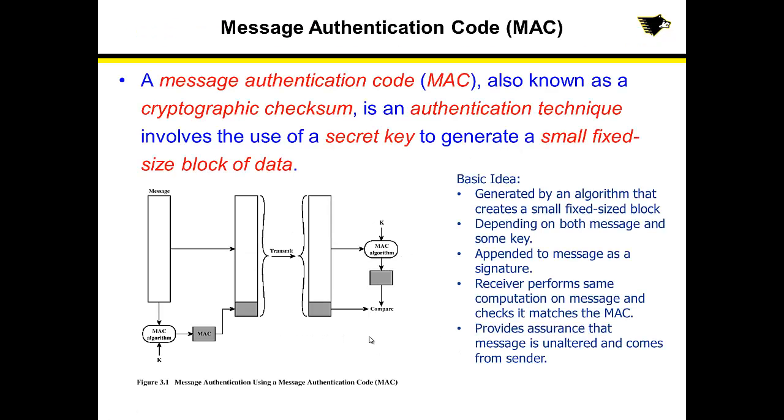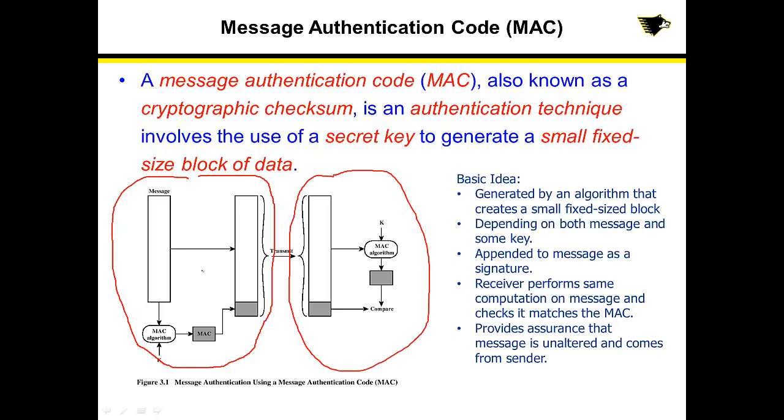Besides encryption, the second way for message authentication is to use a message authentication code. We also call it the MAC. The basic idea is like this. This rectangle is a message. Let's use the pen. This is the sender side, and this is the receiver side. So on the sender side, we have a message, the rectangle, which is the message you want to send.